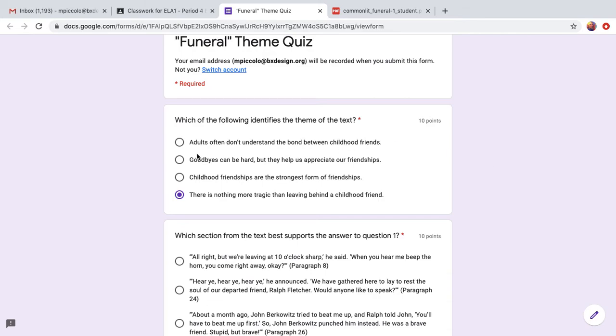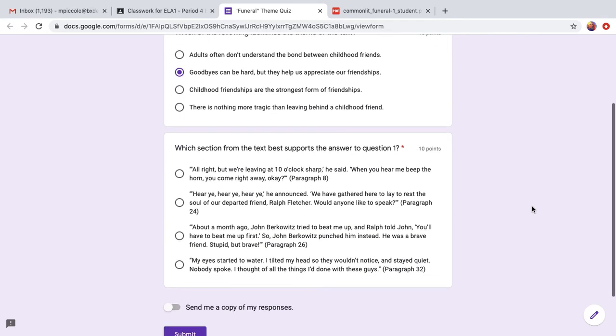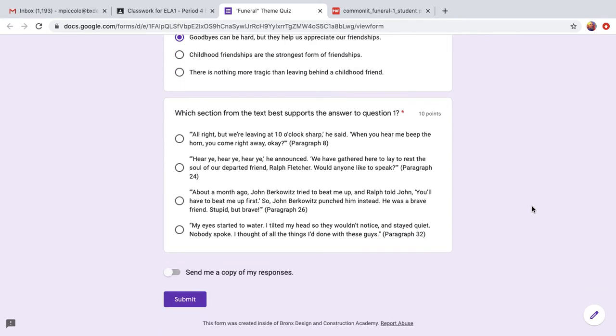So if I were to choose, I would choose this as my theme. Goodbyes can be hard, but they help us appreciate our friendships. And I think that this is well illustrated in the story because it shows those emotional moments, but it also shows how much they appreciate each other and how Ralph carries those friendships with him into his new life, how he carries the memory of those friendships with him. So I would select that probably as my theme.